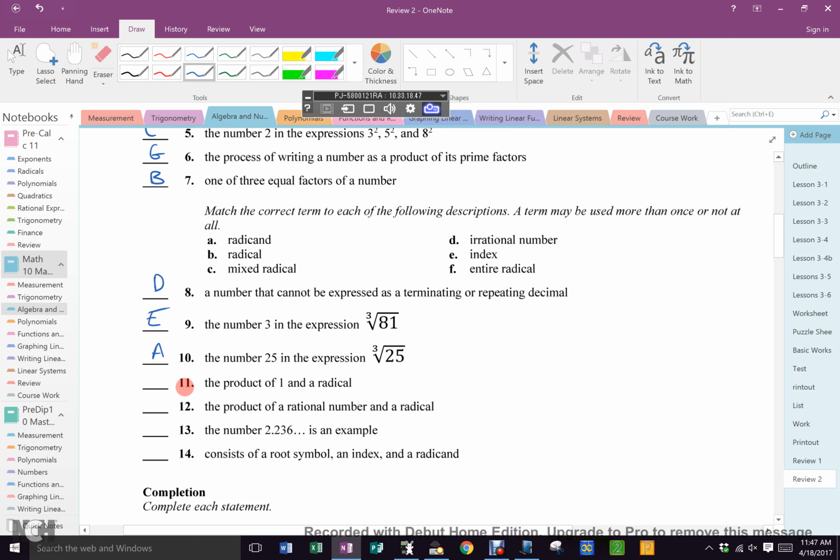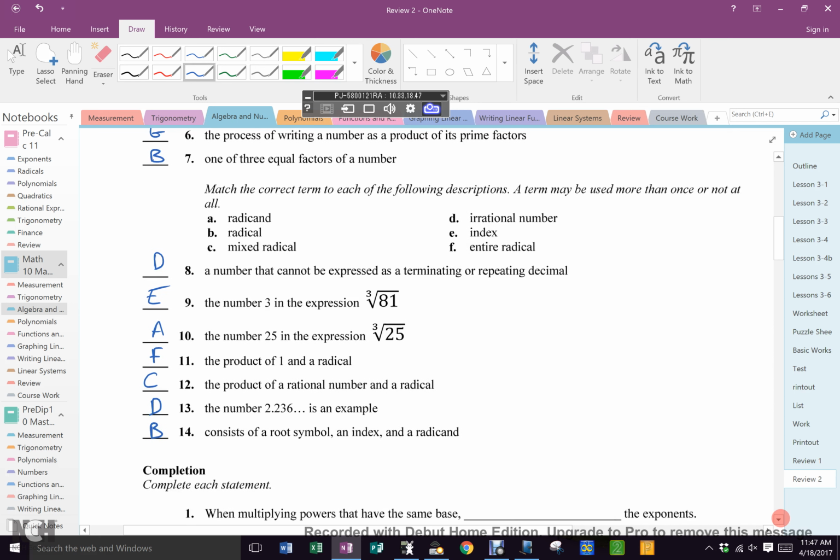You're radical. 11. That's tricky. It is F. It's an entire radical. 12 is a mixed radical. 13 is what? D as an irrational number, right? And 14, root symbol index radicand. I would accept B. Yep, that's the best answer. But you could have written F.